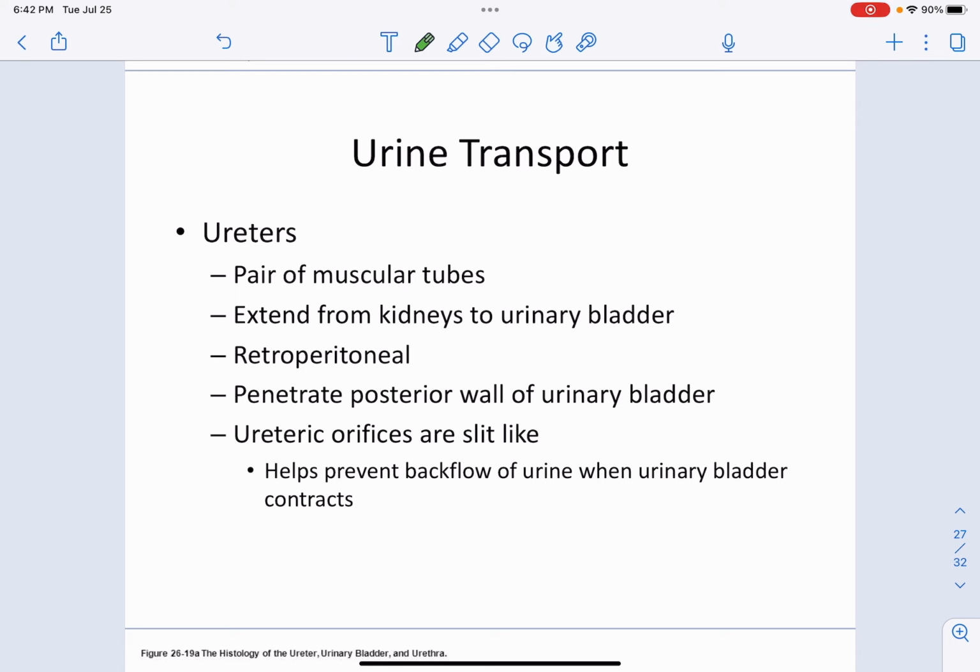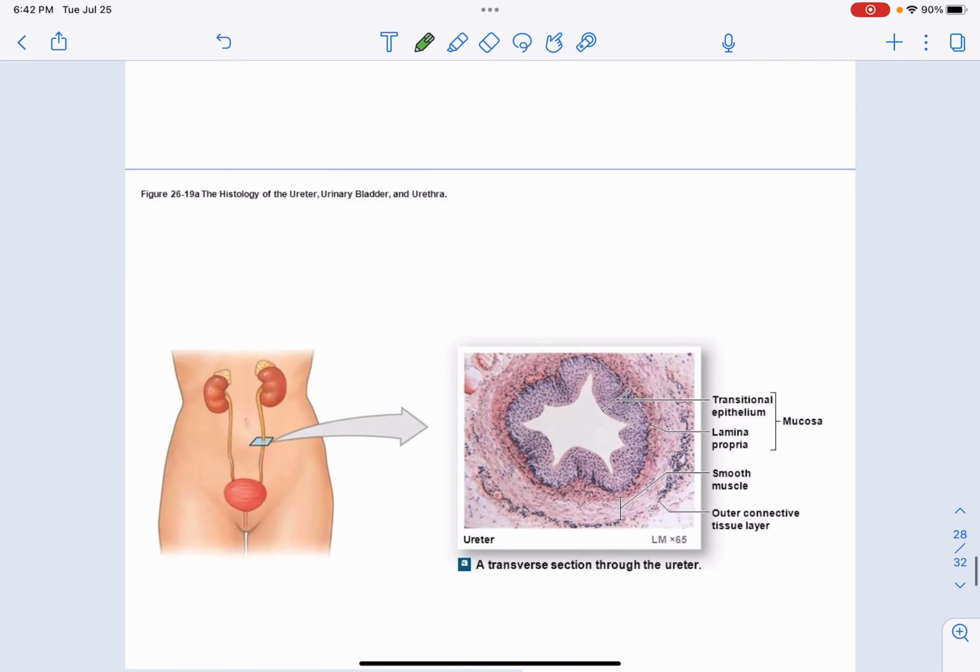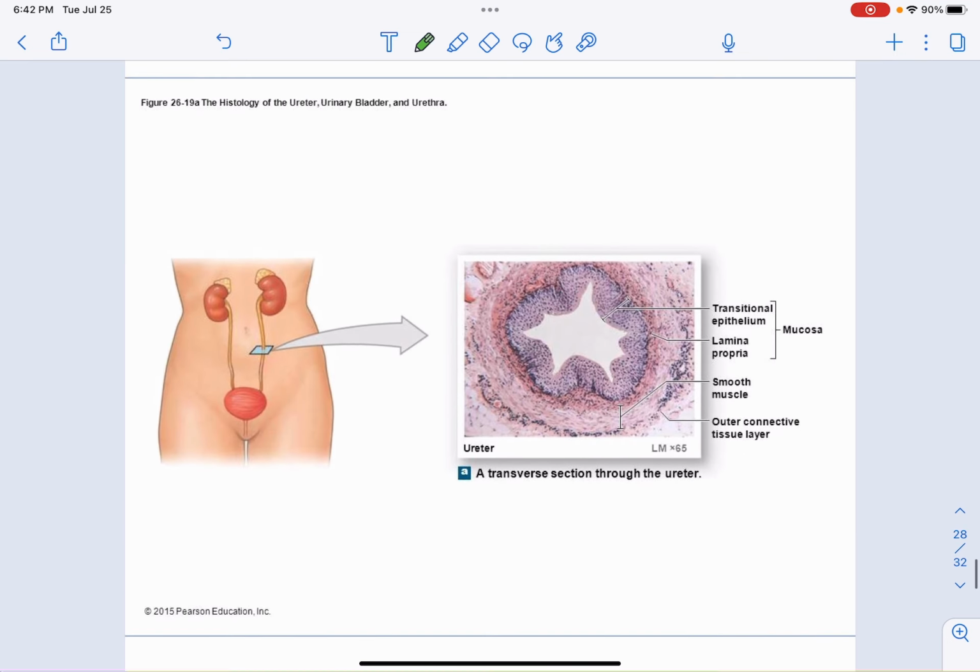There are these, this is a hard word to say, ureteric orifices, which are little slits, which is where the ureters are going to penetrate, okay? And these little slits will help to prevent the backflow of urine when the urinary bladder contracts. All right, and we will probably look at histology.